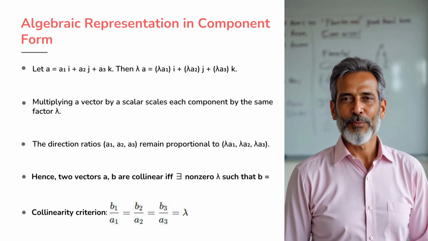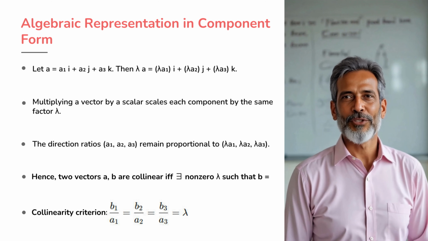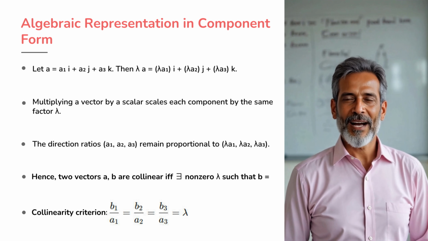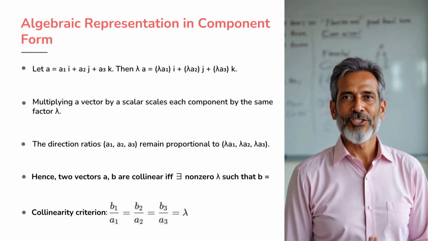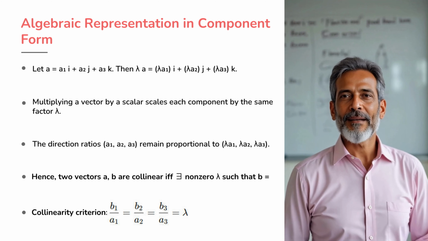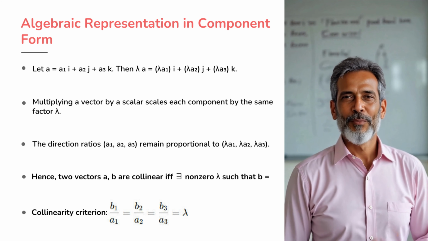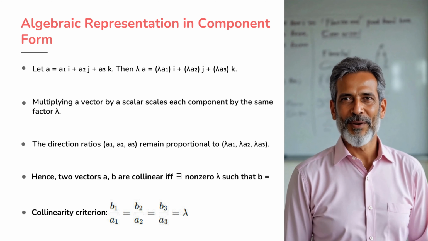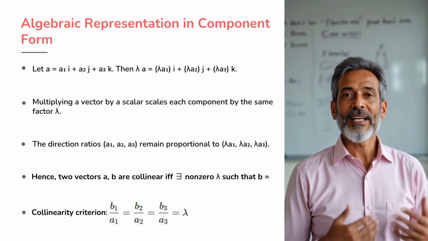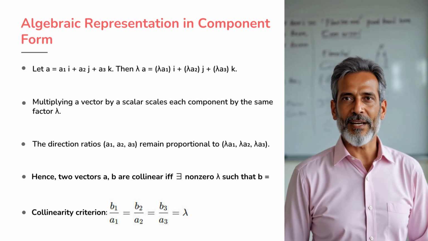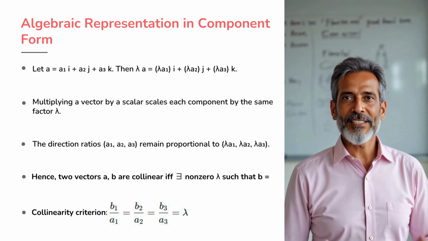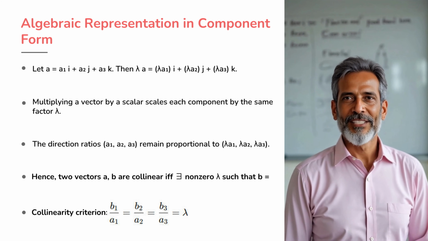Alright, now let's put on our algebra hats. Suppose A equals A1 i hat plus A2 j hat plus A3 k hat. Now multiply by a scalar lambda. Each component gets multiplied individually. So, lambda A equals bracket lambda A1 bracket i hat plus bracket lambda A2 bracket j hat plus bracket lambda A3 bracket k hat. Notice something? The direction doesn't change, only the size of each component does. It's like turning up the volume equally on all speakers. Sound pattern same, just louder.